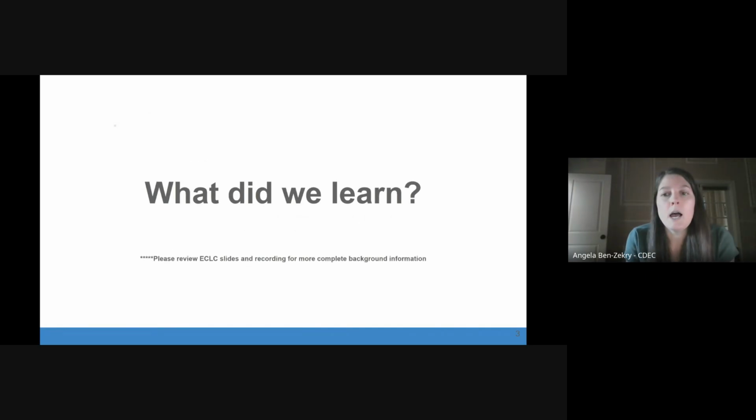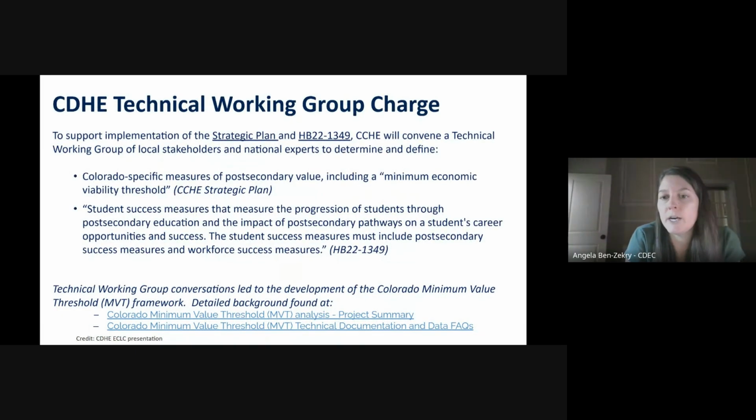So what did we learn? Our partners at CDHE shared what they're calling the Colorado minimum value threshold. I am a little less confident relaying all the information about it, but my understanding is that it's CDHE's mechanism to understand the earnings value of the different certificate and degree programs offered throughout Colorado's system of higher education. I don't believe any policy actions are required as they establish this methodology, but they are learning how to study earnings for folks across different degree programs. There are some links in these slides if you're curious about this analysis.